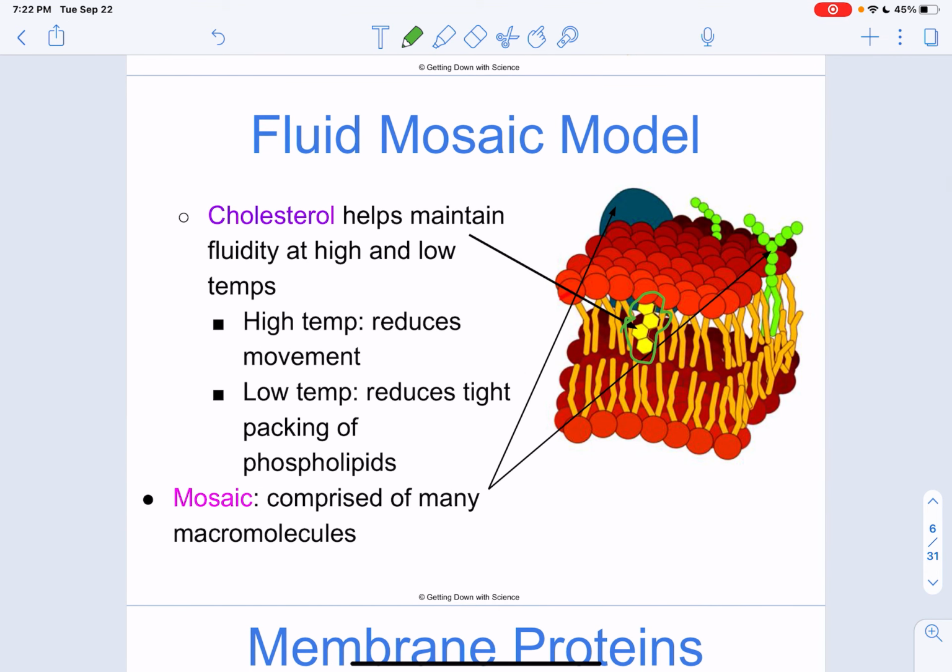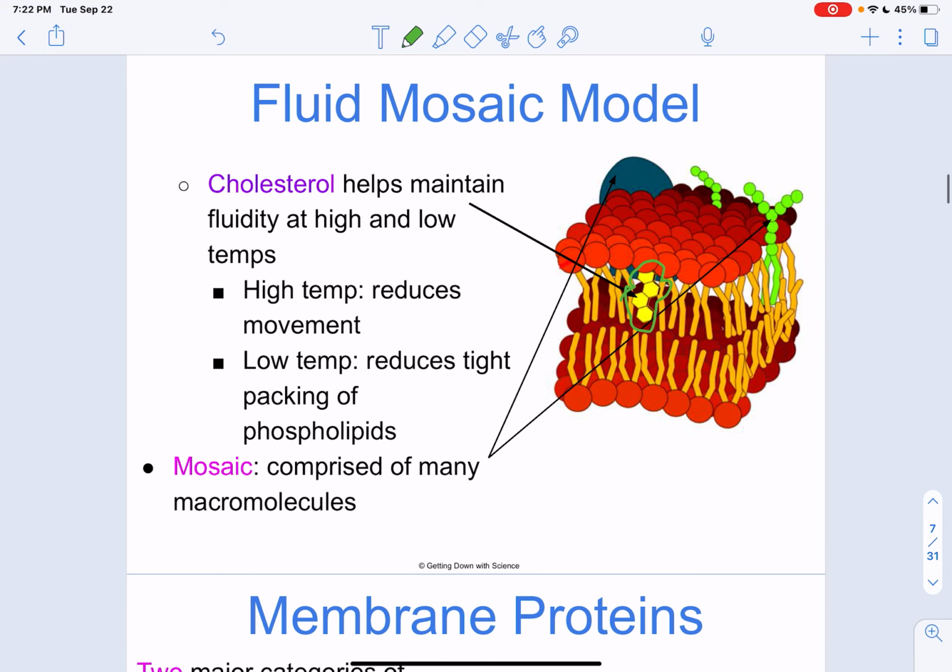Okay, so we talked about the fluid part. Now the mosaic part. What I mean by mosaic is, think of a mosaic painting. It's a bunch of different tiles, a bunch of different pieces of glass, etc. And so on the phospholipid bilayer, we're going to see a bunch of different things on the surface. And we're going to talk about all these different macromolecules that we're going to see on the surface of our phospholipid bilayer.